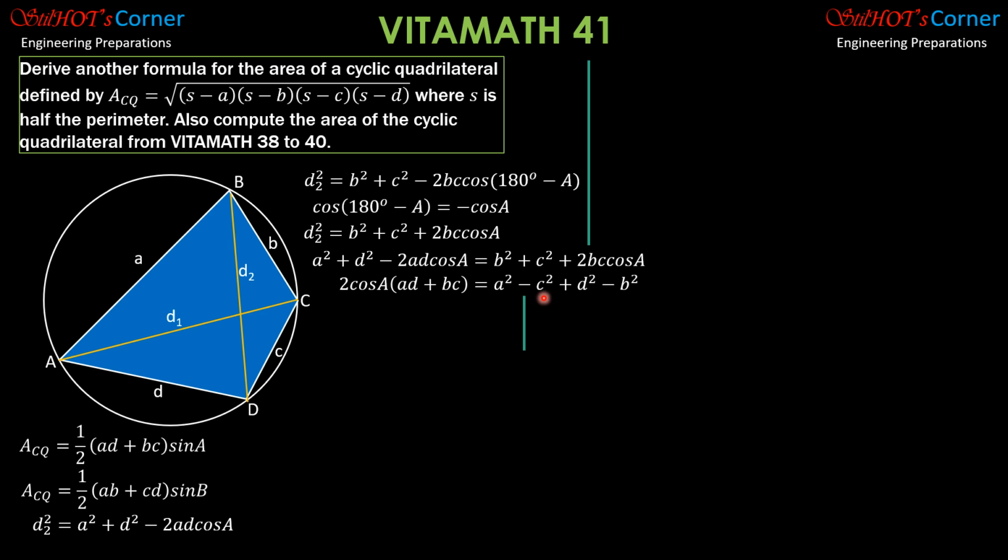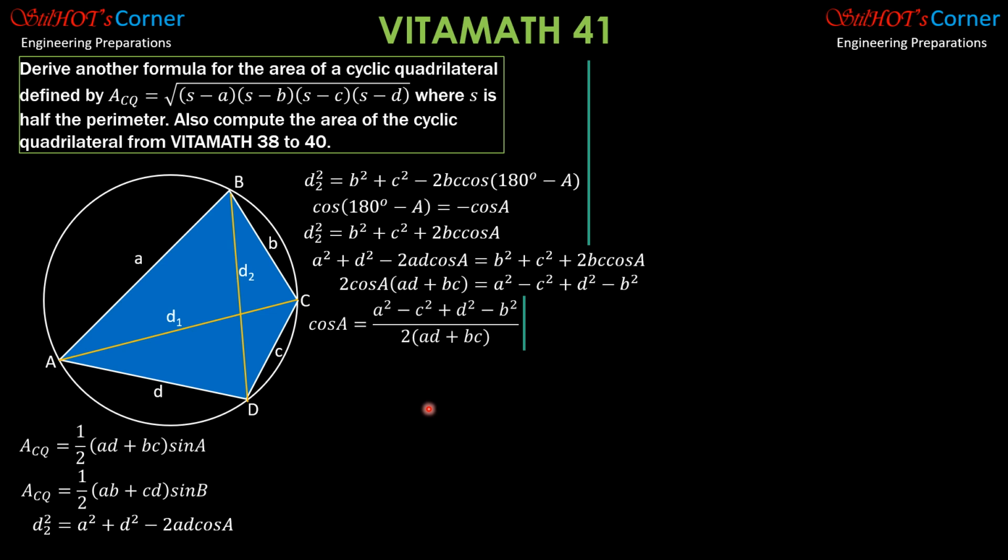So I hope that you can follow this simplification. So cosine of angle A therefore is quantity a squared minus c squared plus d squared minus b squared all over 2 times quantity AD plus BC.